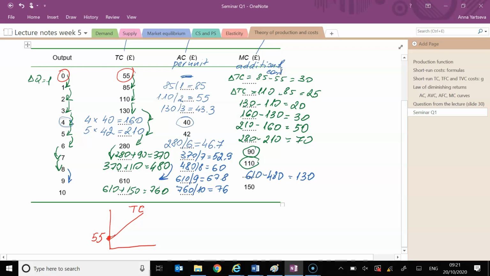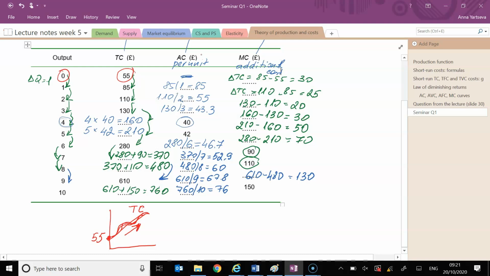And it could be a straight line, it could be some curve, we don't know the shape of the curve, but what we know is that it is an upward sloping line. Costs always increase: 55, 85, 110, 130, 160, and so on, all the way up to 760. It's an upward sloping line. Total cost always goes up as we produce more output.